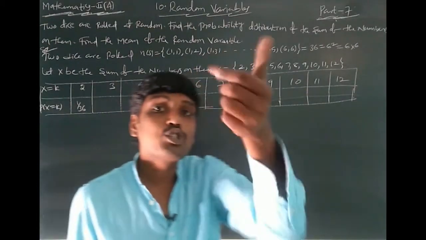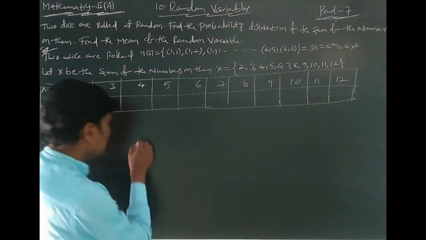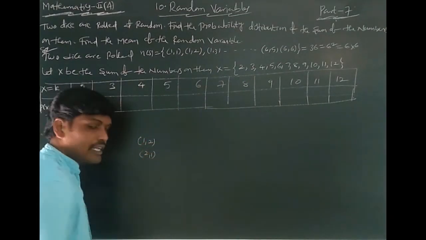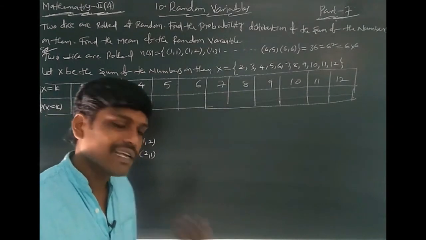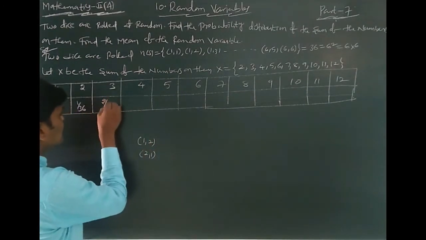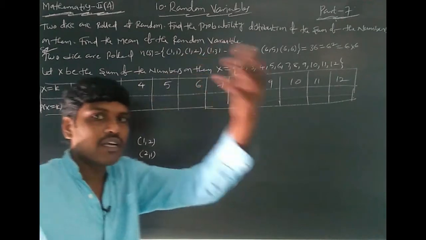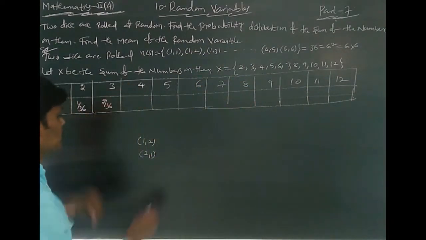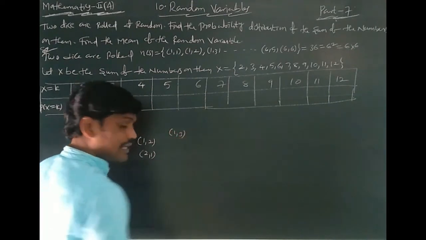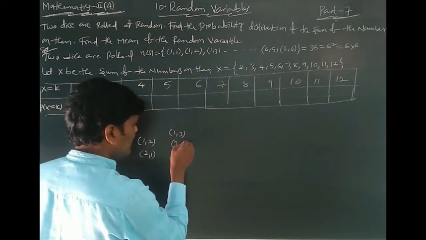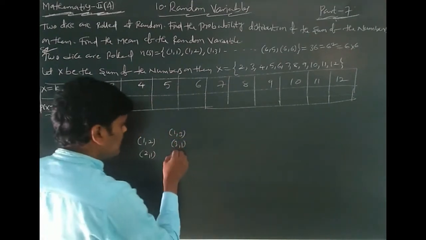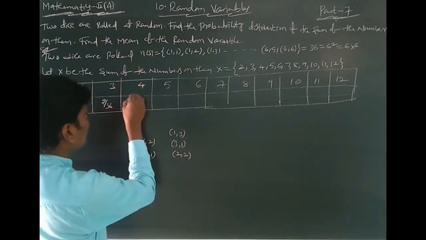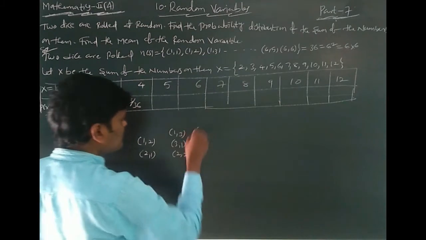Sum of the numbers 3, nothing but 1 comma 2, 1 way, and 2 comma 1, another way. Anyone else? Not there. That's why we can write 2 by 36, favorable cases to total possible outcomes 36. After that, sum 4: 1 comma 3, 3 comma 1, and 2 comma 2 also. Anyone else? Not there. That's why you can write 3 by 36.